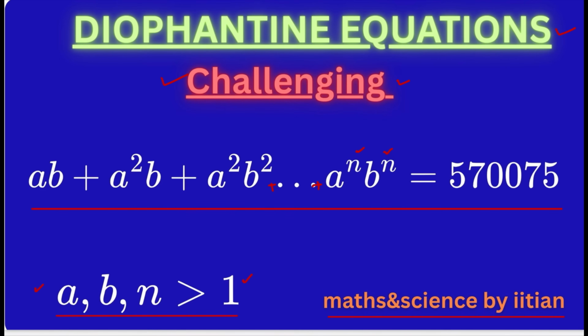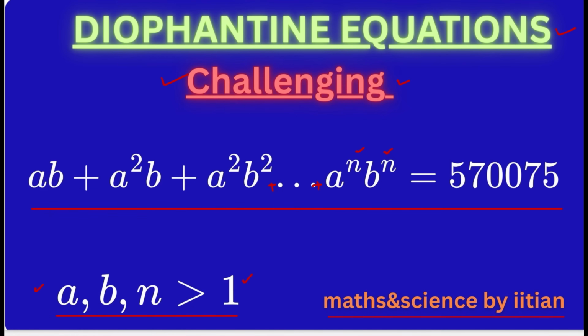It's an excellent Diophantine equation where three variables are there, single equation is there. a, b are the variables, n is the power of the variables. n is also varying here. Hence, we can conclude that a, b, n, all the three are variables. Let us try to solve it. It's a very good example. Let's go further. It's a challenging example. It's not a simple example. It's a challenging Diophantine equation.